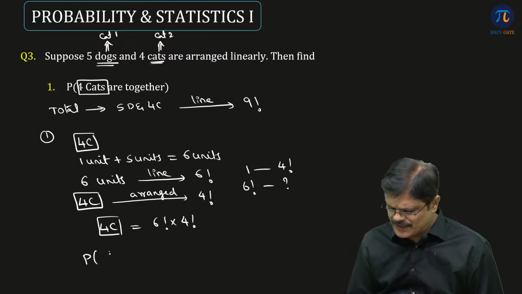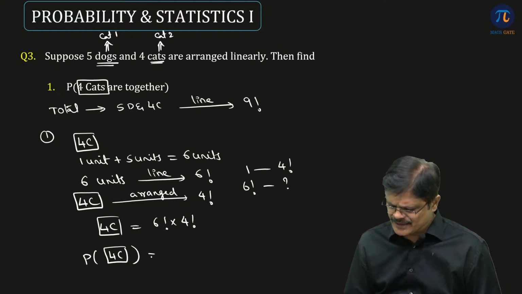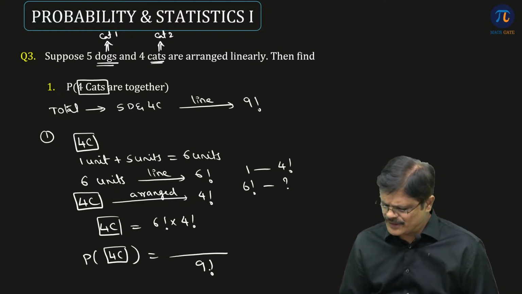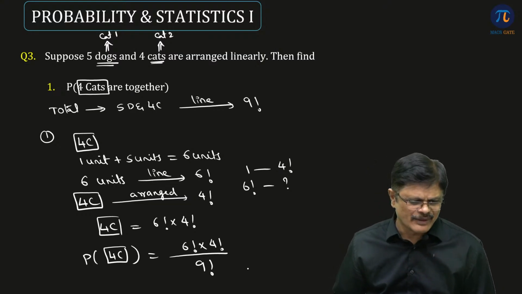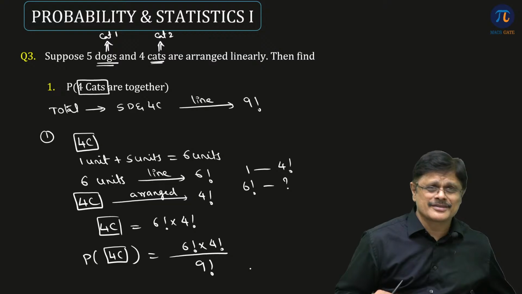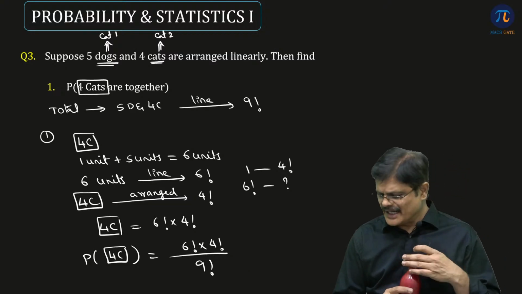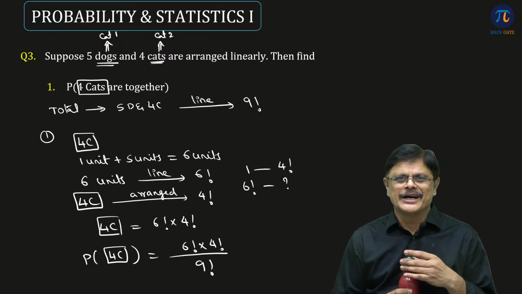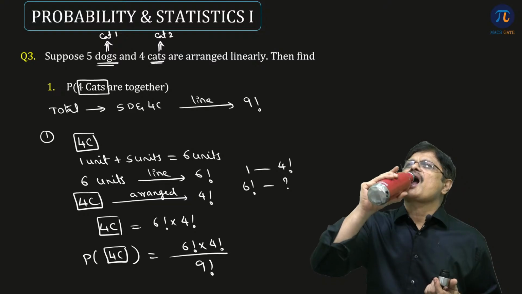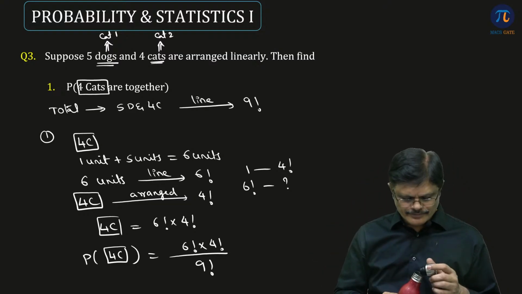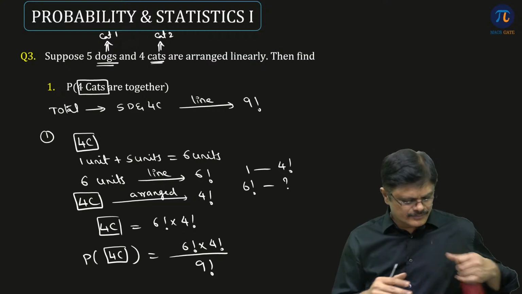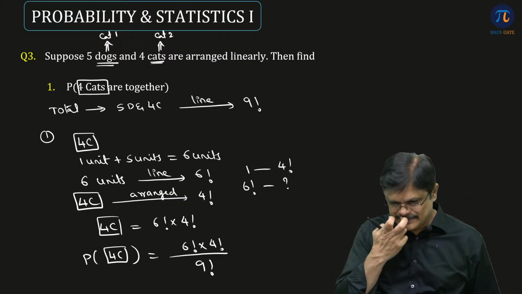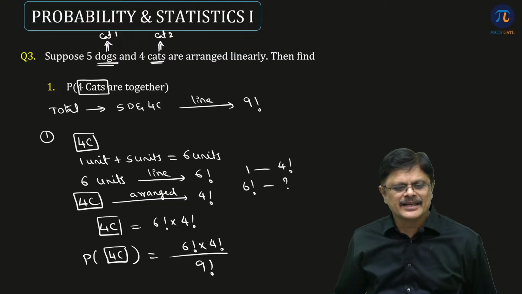So what is the probability that the 4 cats are together? The total is 9 factorial in the denominator, and in the numerator the favorable is 6 factorial into 4 factorial. Simplify to get the required answer. Simplification is not my work, sir. Please try to do it. Is the idea clear? Those who are solving along, please try to give the answer, sir.